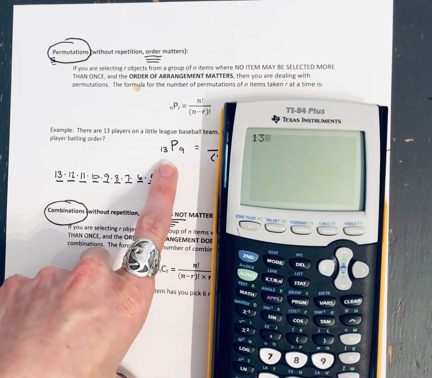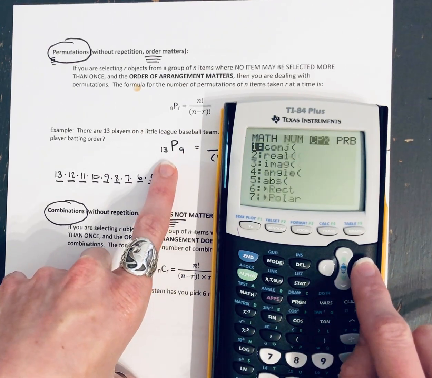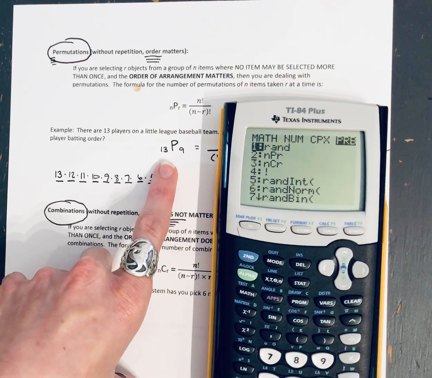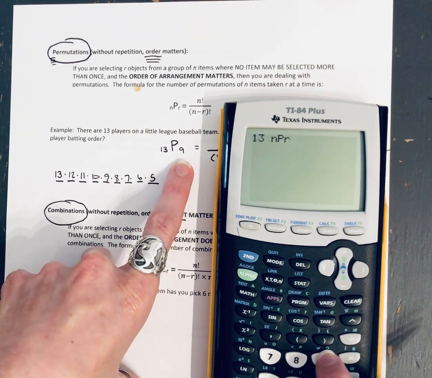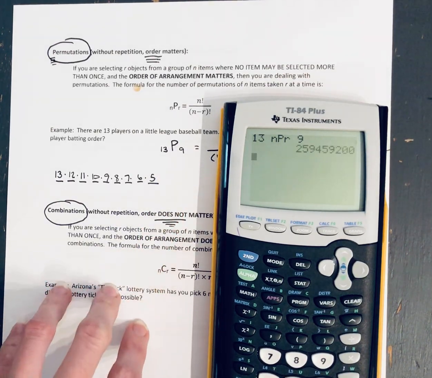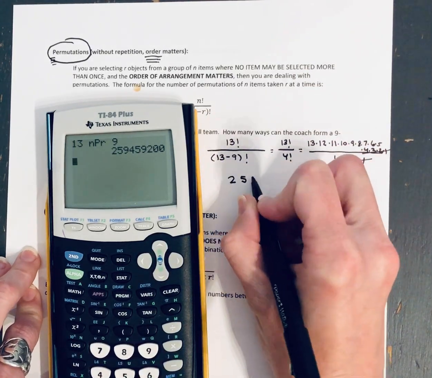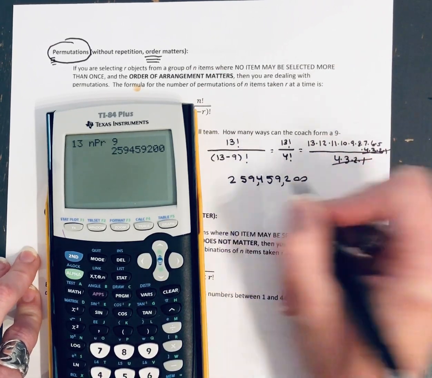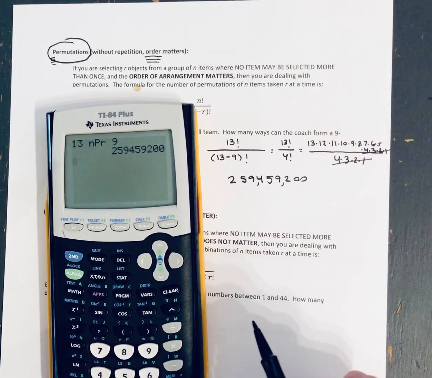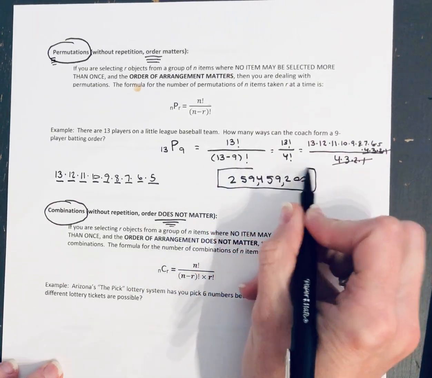So we have 13. You're going to hit the math key along the left and use your arrows to arrow over to PRB, which stands for probability. We're selecting nPr for permutations, so hit enter. And then you enter your smaller number, 9 in this case, and hit enter. And we are given then 259,459,200 possible orders there.